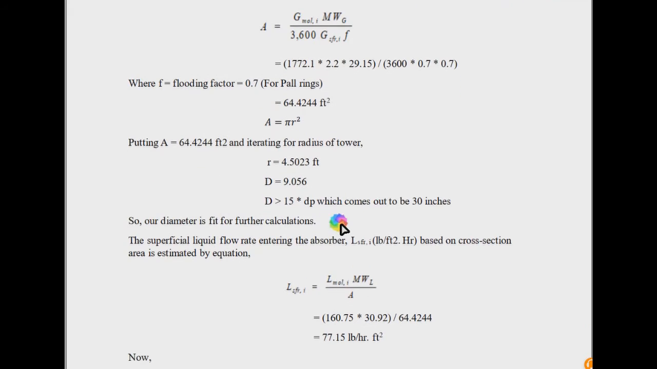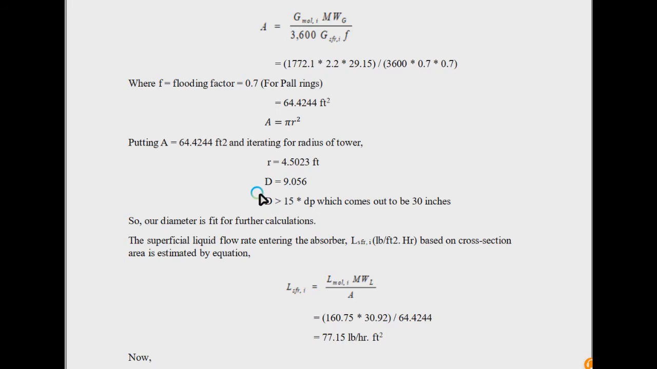So it comes out to be 9.056 in this case. There is a relation that defines a limit or criteria for whether your column is feasible or not. In every type of calculation for any equipment or design, there is always a criteria set based on experimental justification or judgment that tells whether your system is okay or not. Like here, if your column diameter is 15 times greater than the diameter of the packing, which in this case comes out to be 30 inch, then our diameter is fit for further calculation.